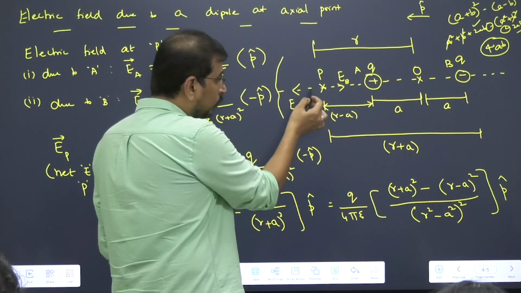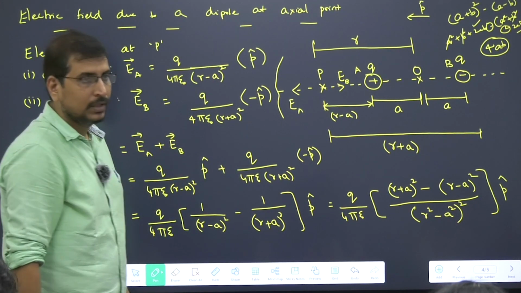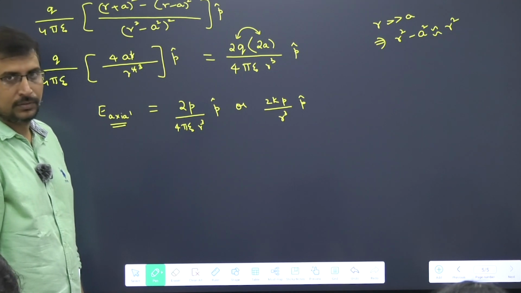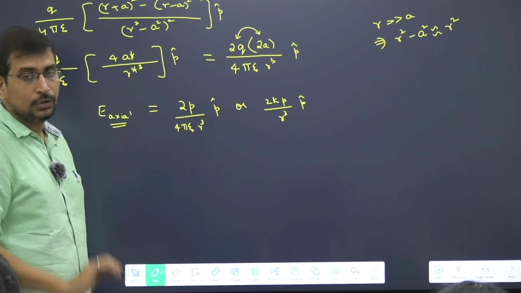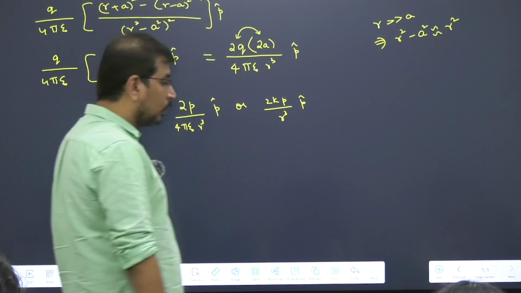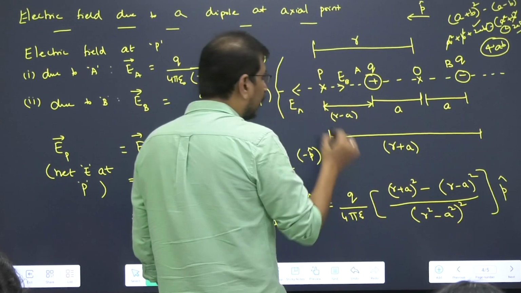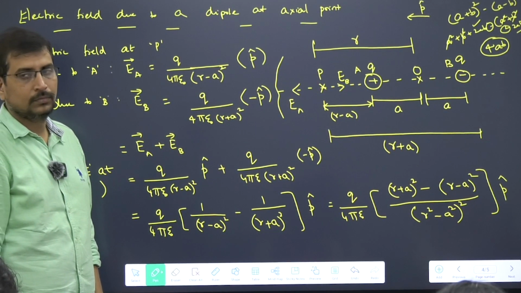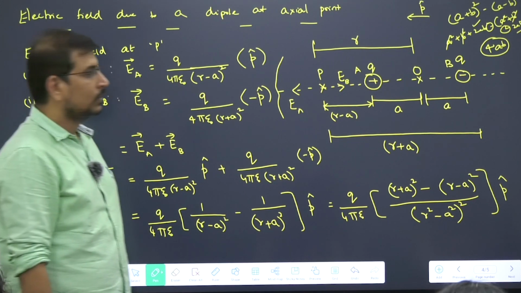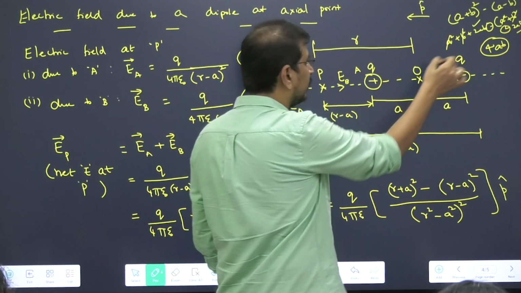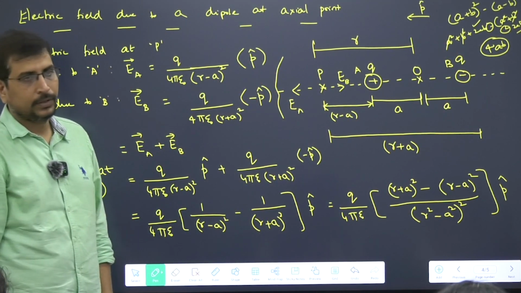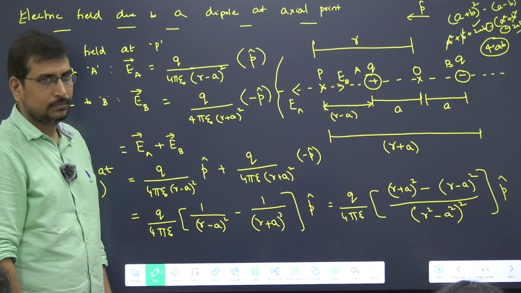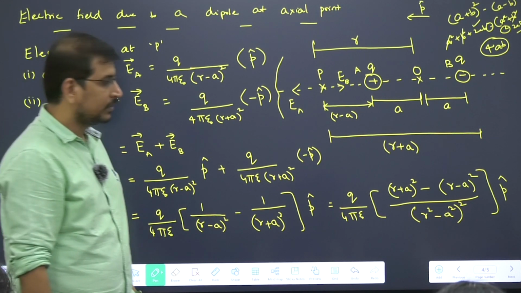Here one important point to be noted is, I took this point P on the left hand side, right? And what is it we got? The direction of the electric field, we got it in the direction of dipole moment. So what do you think would have happened had I taken this point on the right hand side? So it will still be in the same direction. Are you able to understand?